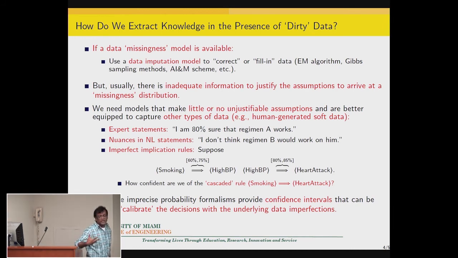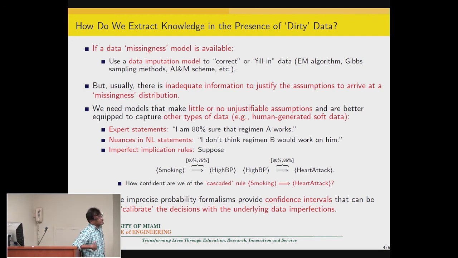Because when you don't have enough information, you want to get information from all types of data that are available, in particular human generated soft data. So for example, if an expert makes a statement, I am 80% certain that regimen A works, then you want to be able to model that. I claim that this is difficult to model using probability models. Number two, nuances in natural language statements. If somebody says, I don't think regimen B would work on a particular patient, how do you model that? Right? So these are natural language statements where modeling is not easy.